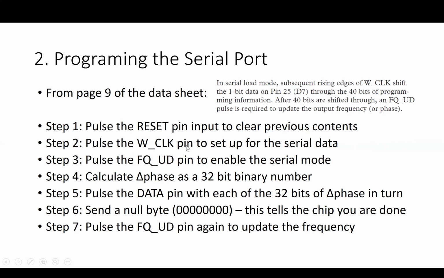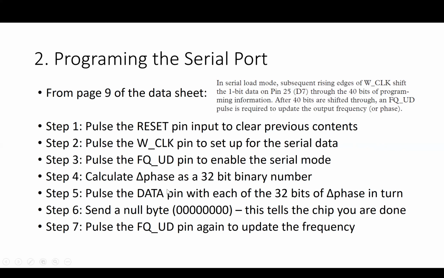That W clock pin sets the serial data port, in fact, all the data ports up to say, I am about to get data. The frequency update pin enables the serial mode. So you've now set the chip up to take data through its data pin. So the program will calculate this 32-bit binary number up to 32 bits. Well, we'll send all 32 bits, but most of them might be zeros. We then pulse the data pin with each of these, and we send a clock pulse in between to say you've just got a bit of data.